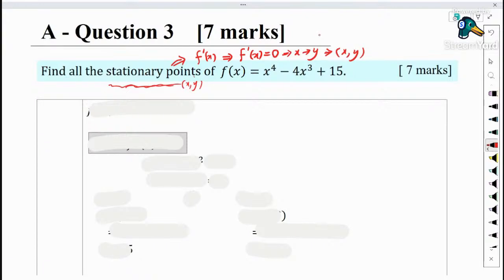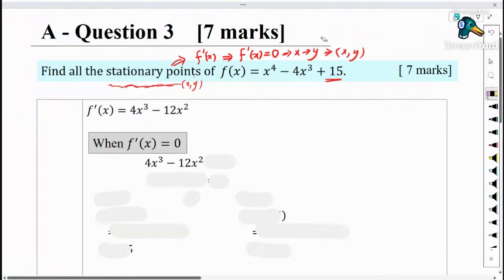Form them in coordinate form to answer the questions. So anyway, we need to find the first derivative first. Therefore, differentiate f(x). I suppose my answer f prime equals 4x^3 minus 12x^2. Constant 15 differentiates to get 0, so we don't have to write the 0. Then next, take this function here equal to 0.